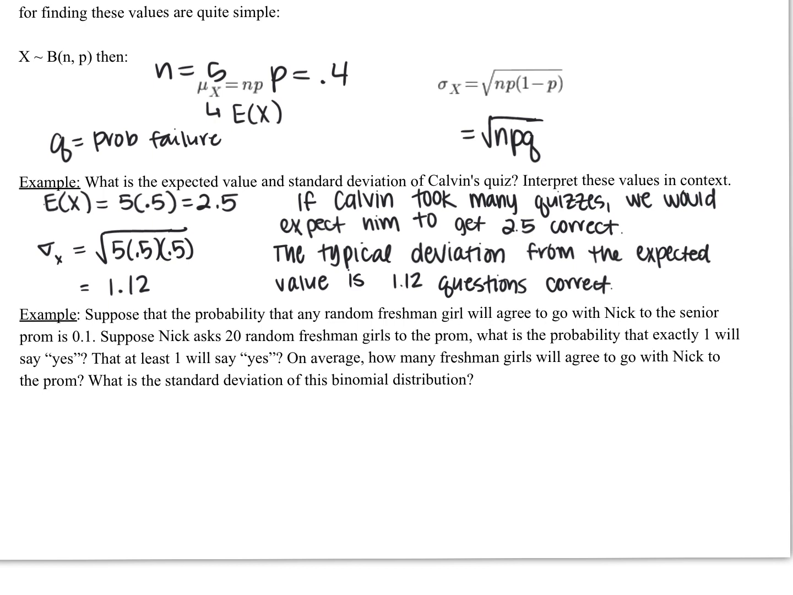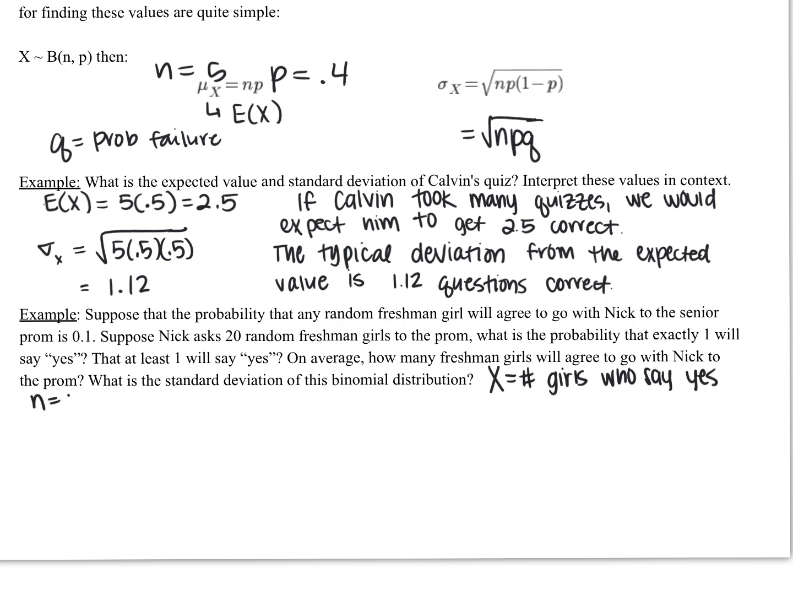All right, so first thing we're going to do is define our variable x. So x is the number of girls who say yes to Nick.